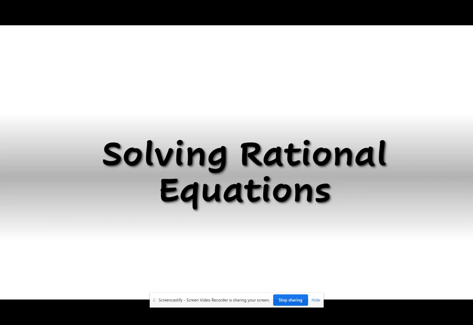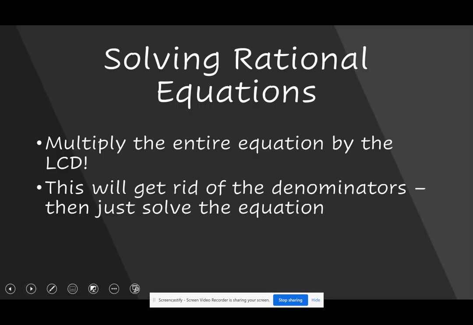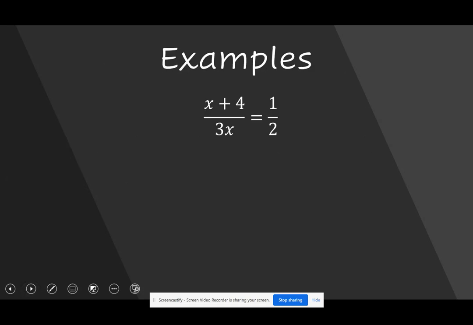So today we're going to start some rational equations. I'm just going to go through a couple examples. When we're solving them, we worked with finding the least common denominator when we were working on adding and subtracting rational expressions. So we're going to find our LCD and then just multiply the entire equation by it. This will get rid of the denominators and it becomes an equation that we know how to solve.